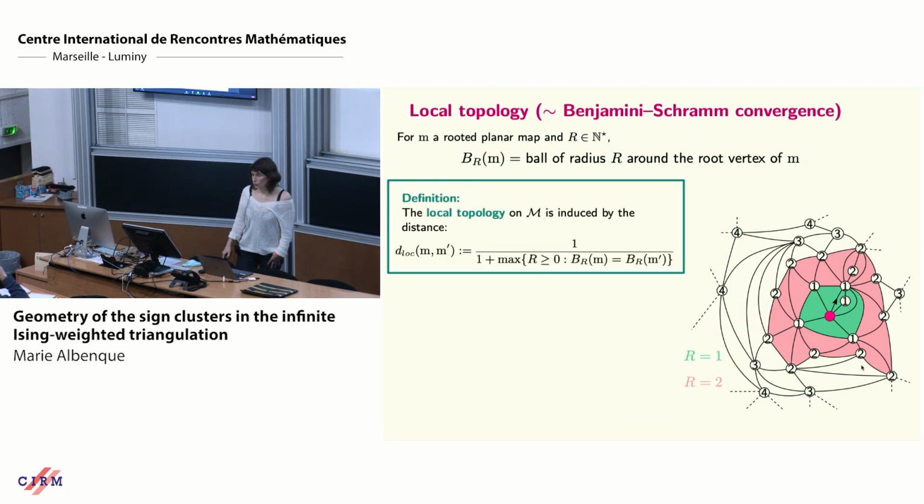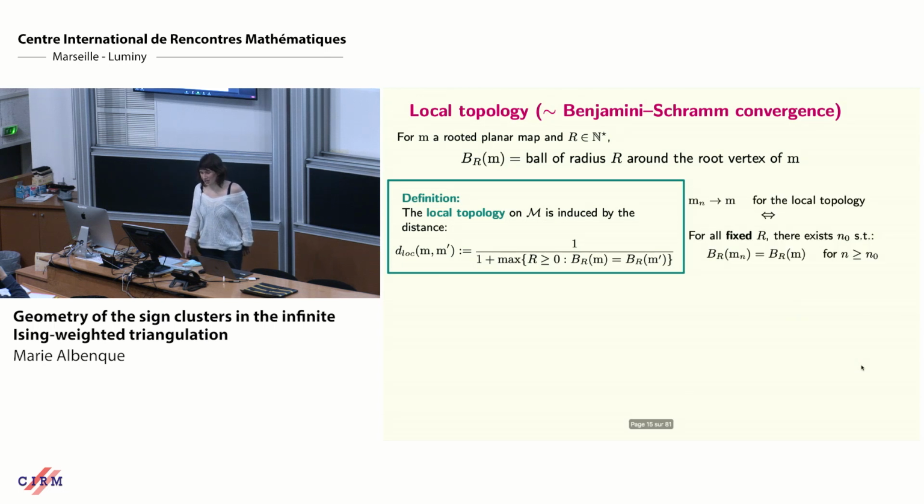The local topology on the set of rooted planar maps is induced by the following distance. Given two rooted maps, you consider the maximal radius on which they agree, the maximal radius for which you cannot tell apart the two maps, and the distance is basically the inverse of this quantity. This is a distance on planar maps, and it defines a topology, which is the local topology.